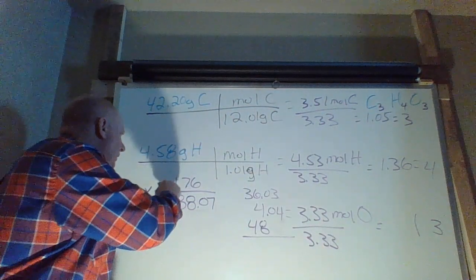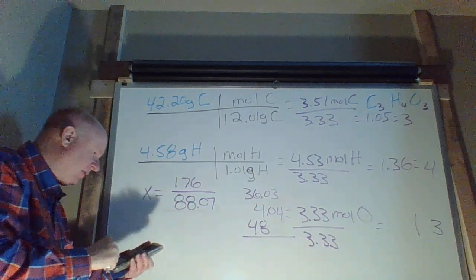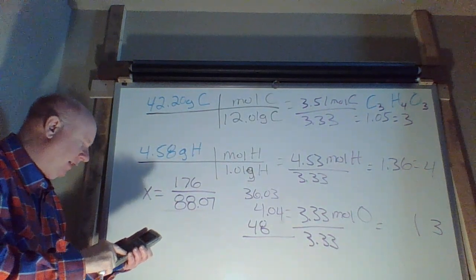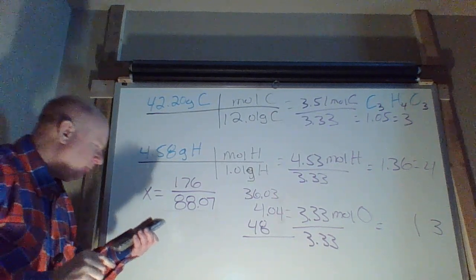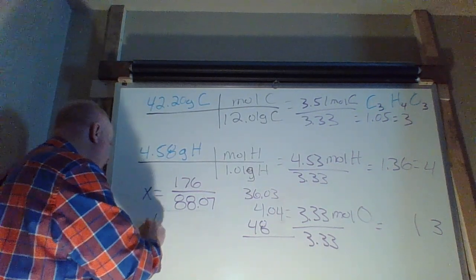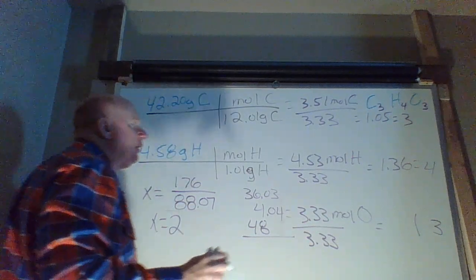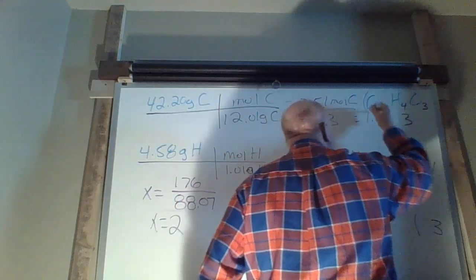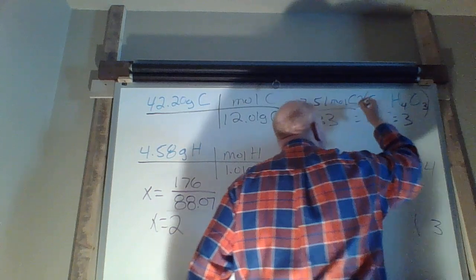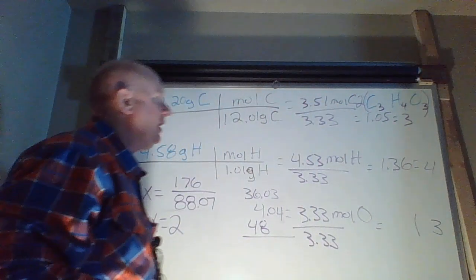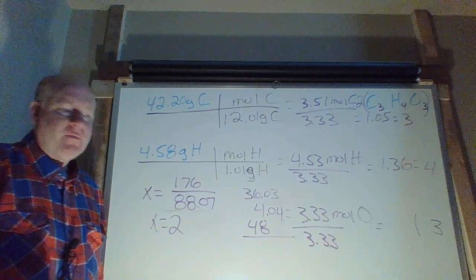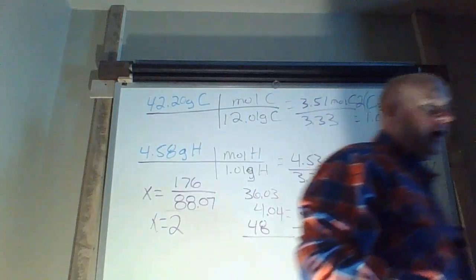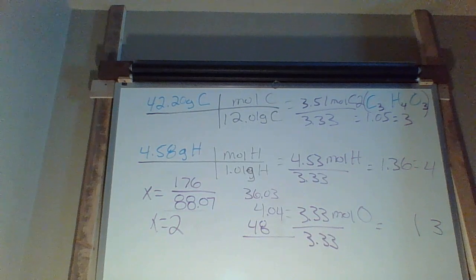So this is the given molar mass of the substance. So 176 divided by 88.07 gives us 1.99, which is x equals 2. So therefore, everything here has to be multiplied by 2. Or you could say C6H8O6 would be your molecular formula for that. So that was a brief way of looking at how we calculate empirical and molecular formulas.